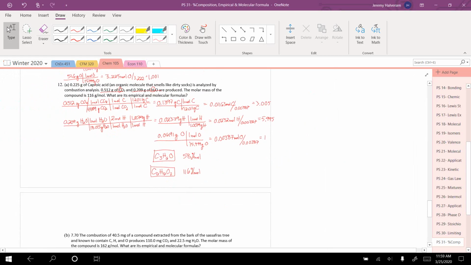So now we've used combustion analysis to find how many grams of carbon, hydrogen, and oxygen were in my caproic acid that I started with. Converted those to moles, divided by the smallest to get mole ratios. That gave me my empirical formula, which I then multiplied by 2 to get a molecular formula with the same empirical formula and the molar mass given in the problem.